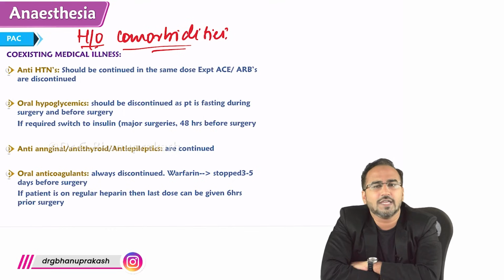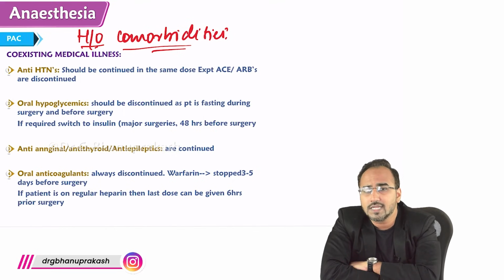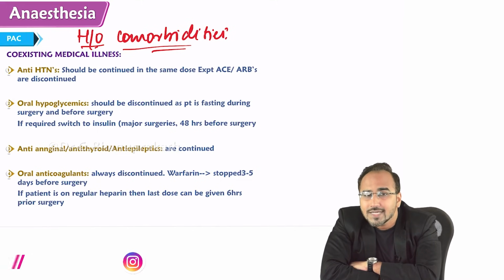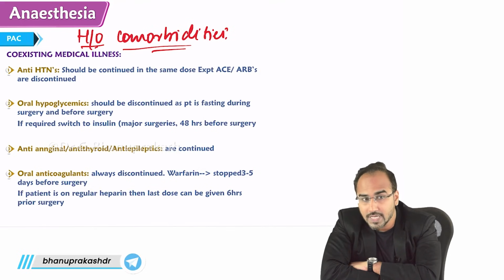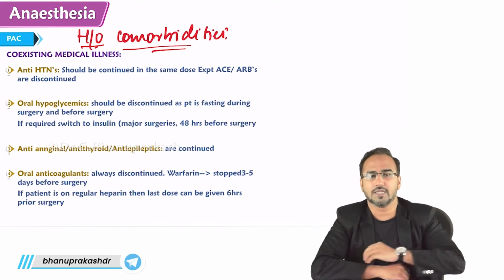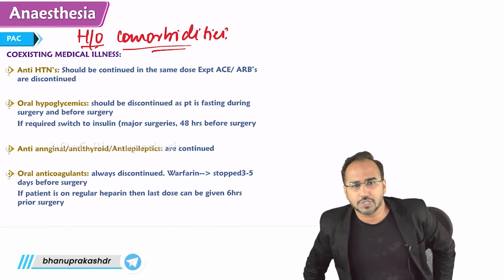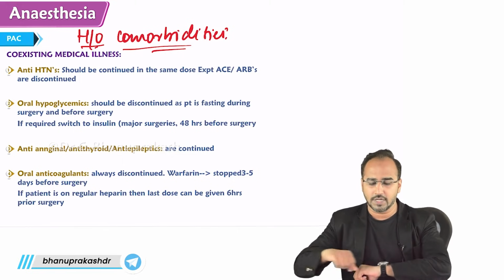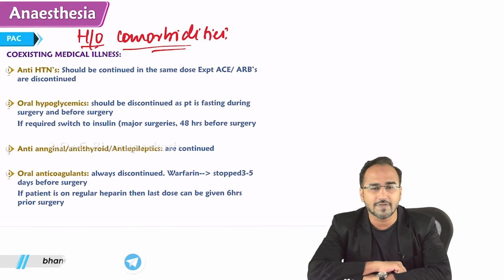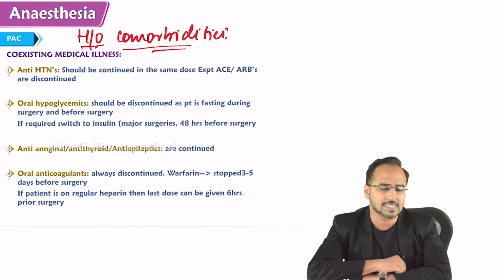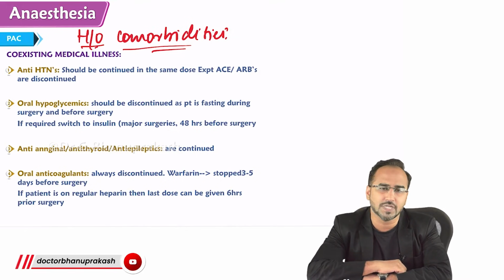So what's your advice regarding oral hypoglycemic? Stop it on the day of surgery. Insulin, continue it, but titrate it according to the blood sugar level. Titrate means what? You tell the patient, check your blood sugar level on the morning of surgery. If your blood sugar level is very high, then you take this dose of insulin. But if your blood sugar level is low, you can skip the dose also.